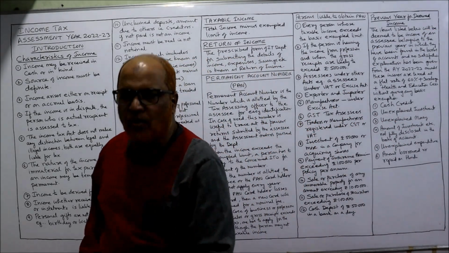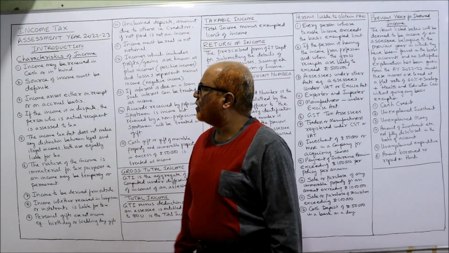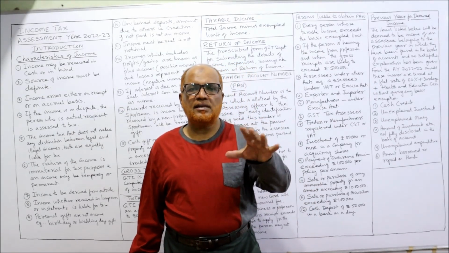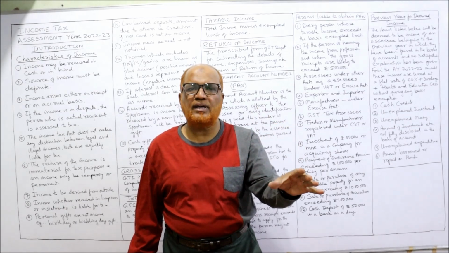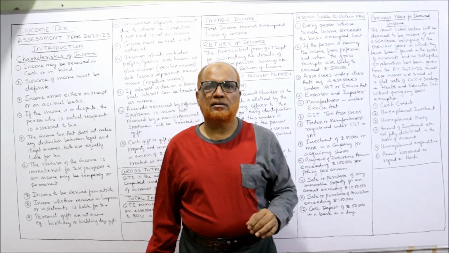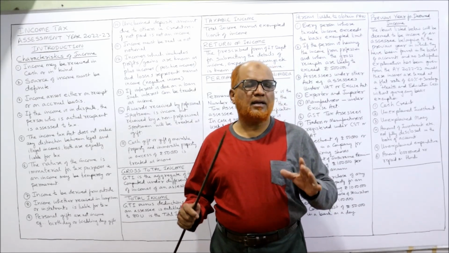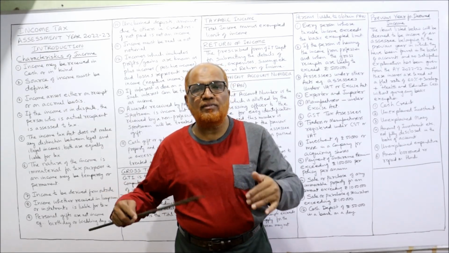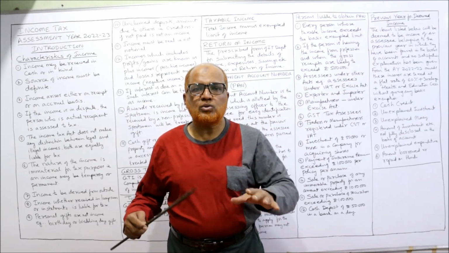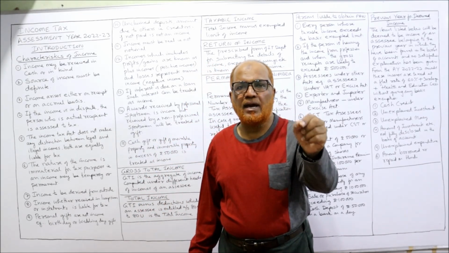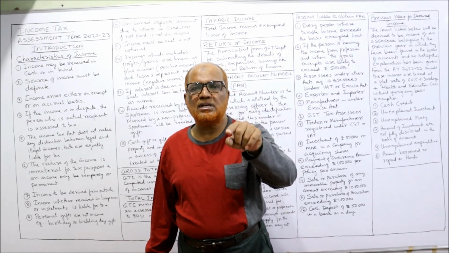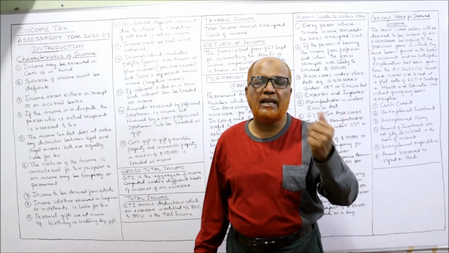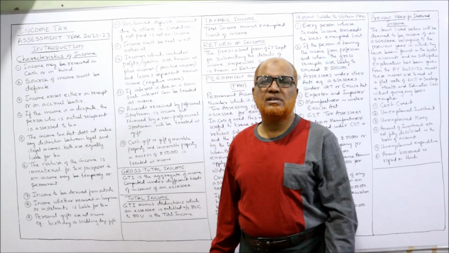Now, characteristics of income. Income may be received either in cash or in kind. The Income Tax Act says income tax is applied on income whether you receive the income in cash or in kind. If the Income Tax Act says that only income received in cash will be taxable, then people will go for receiving the income in kind. That's why the Income Tax Act says whether you receive the income in cash or in kind, both are taxable. If you receive in kind, then the Income Tax Act has given the provisions how to calculate the value of that income which is received in kind.